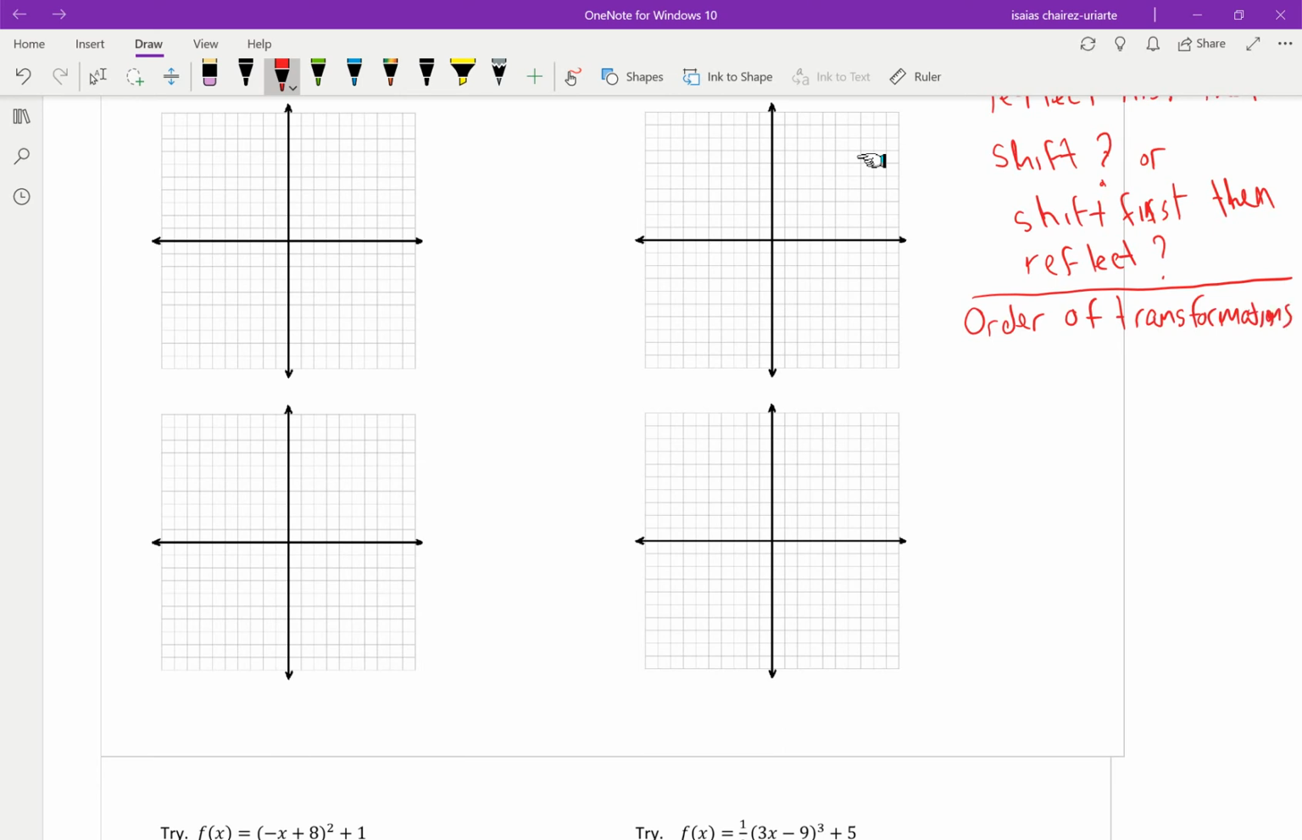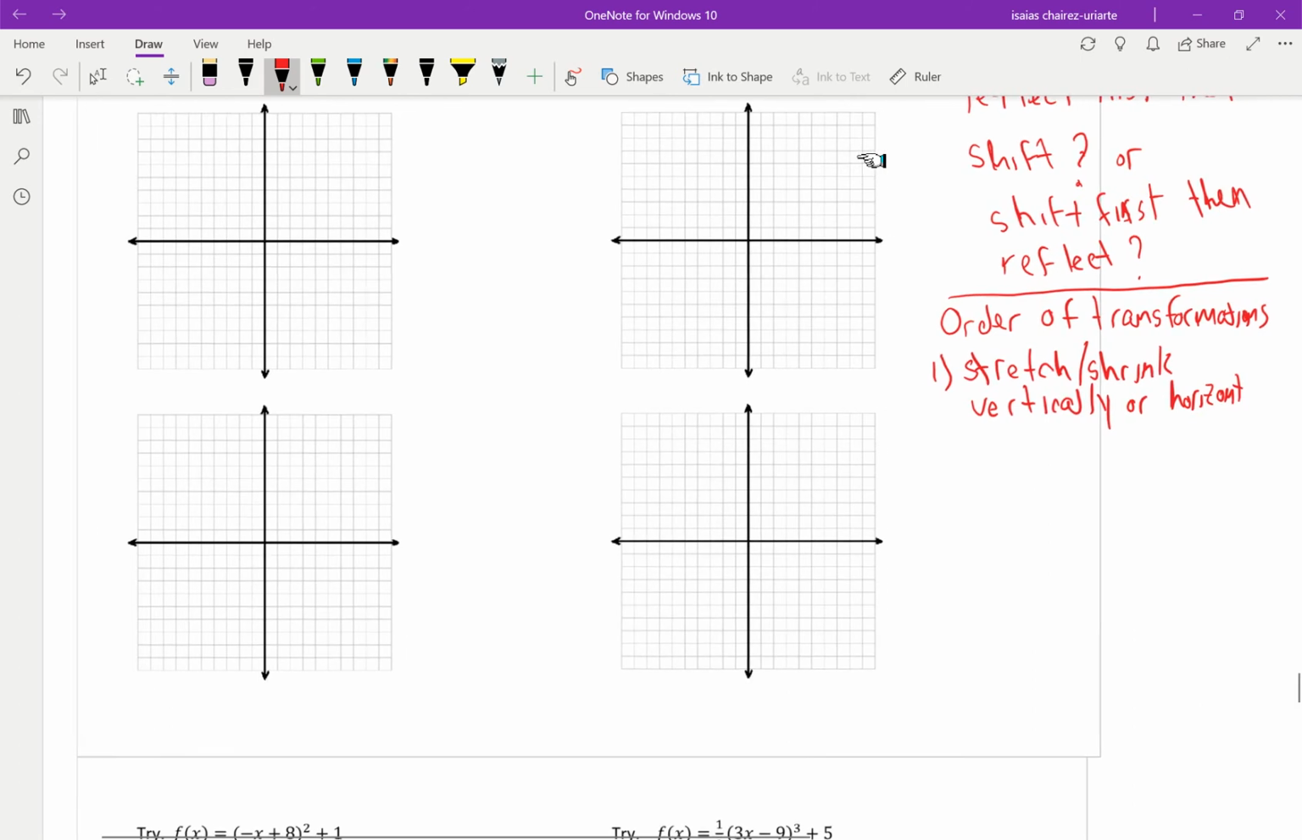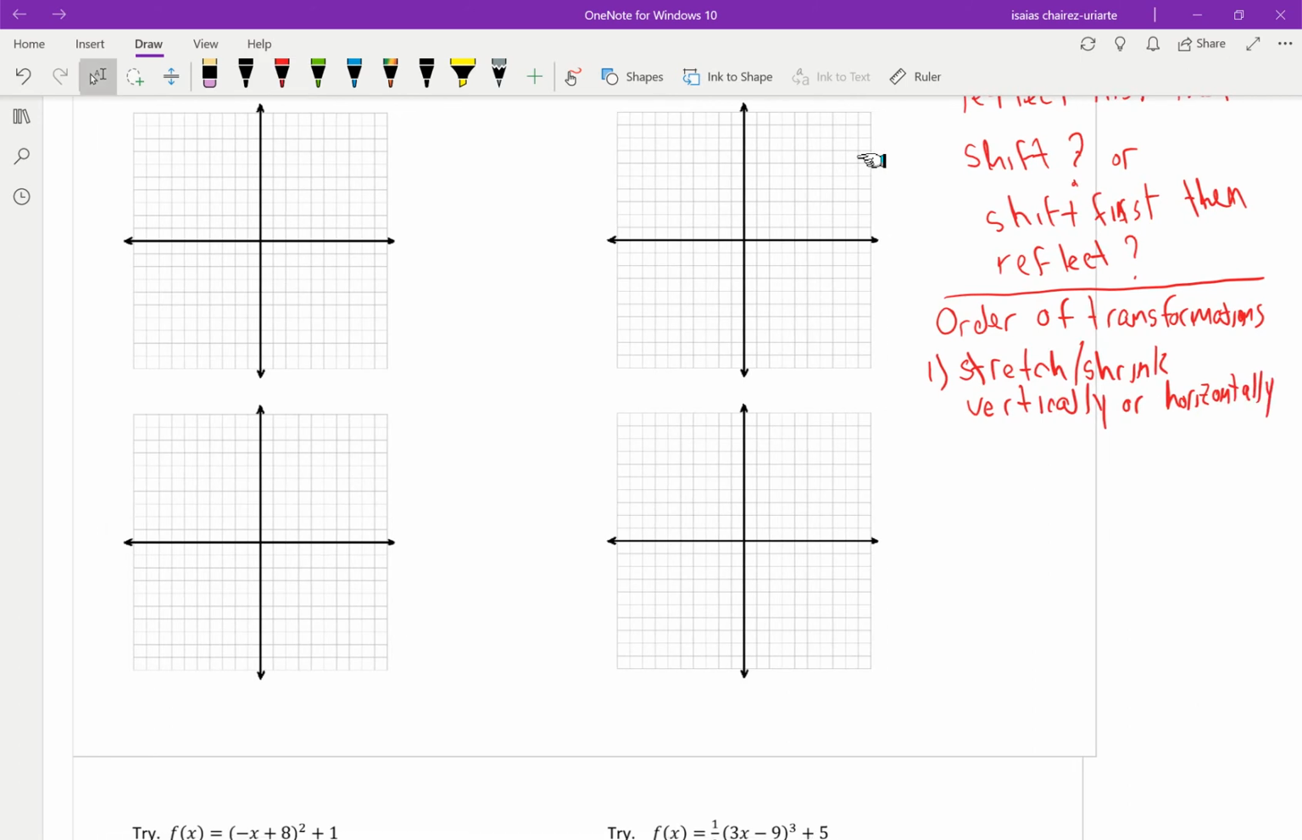So first, the first things you should probably pay attention to and perform would be the stretch and shrink. Vertically or horizontally, order doesn't matter.